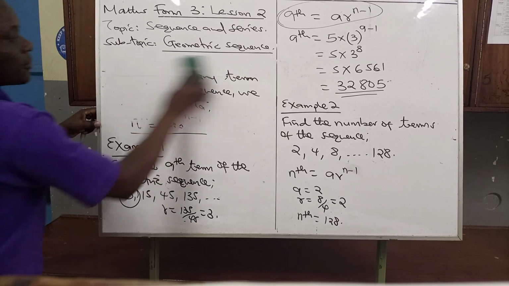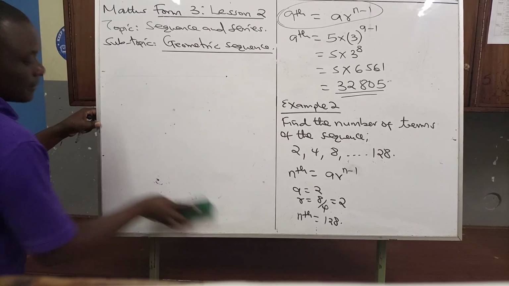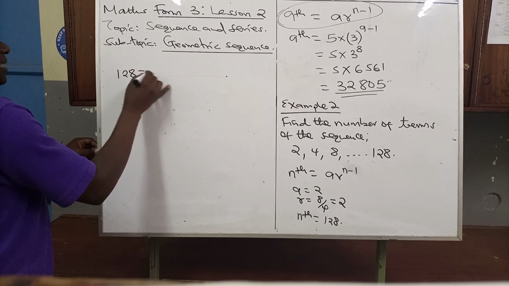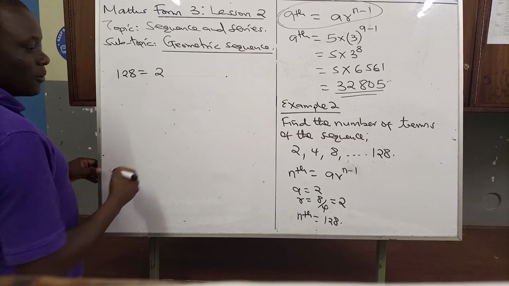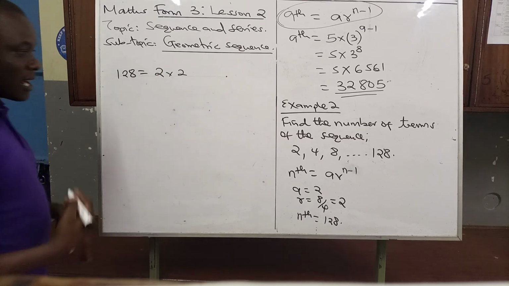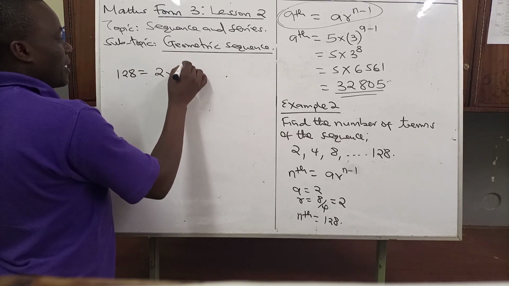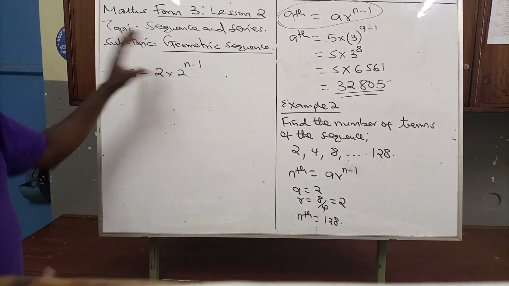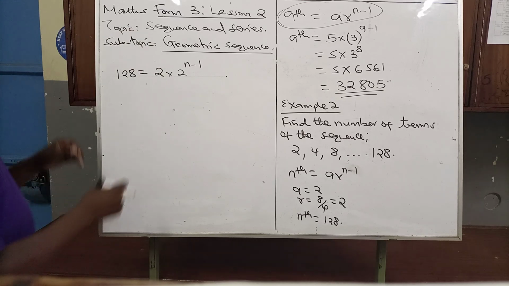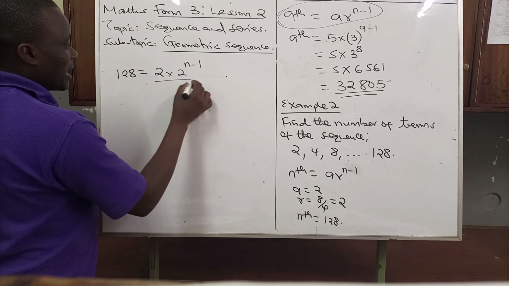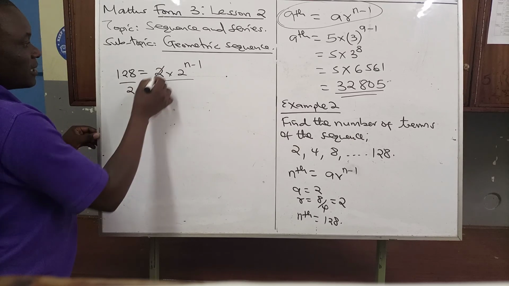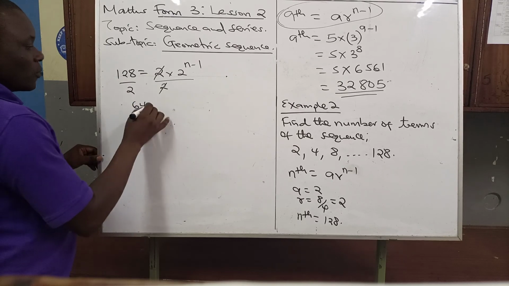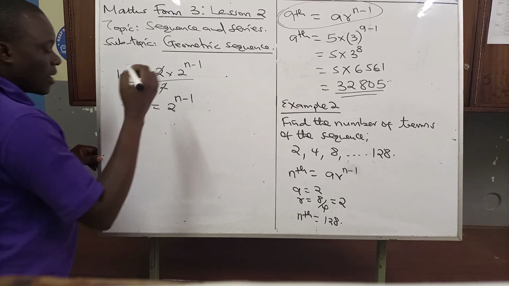So let's come back here because of space. We will now say the nth term, which is 128, is going to be equal to the value of A, which is 2, times the value of R, which is 2 again, raised to power n minus 1, because we don't have n. So that's what we are required to determine. So we can decide to divide by 2 on both sides, so that these 2 can cancel out. 2 goes into 128, 64 times, which is the same as 2 raised to power n minus 1.